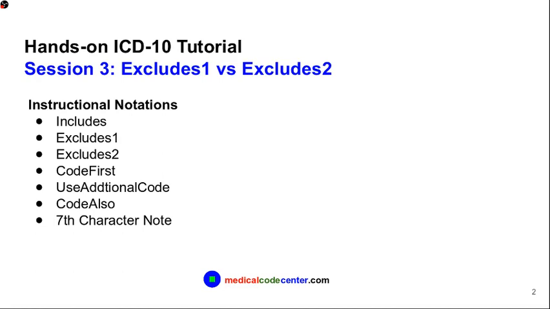In the tabular list section of the ICD-10-CM codebook, you will see the code and also the code description. Also, you will find a lot of instructional notations or instructional notes. We simply call them notes. There are 7 types of notes. It includes Excludes1, Excludes2, code first, use additional code, code also, and finally, 7th character note.